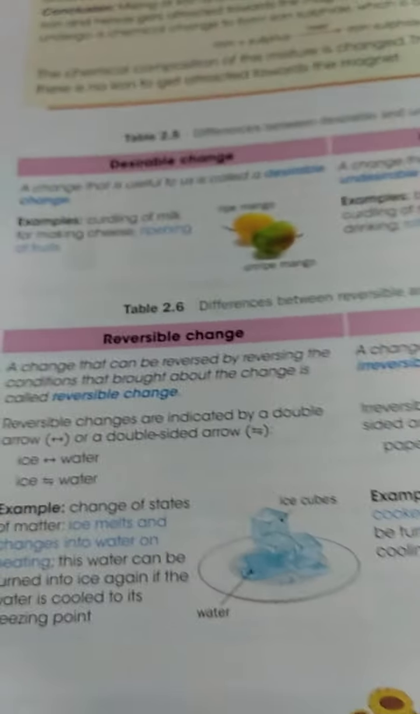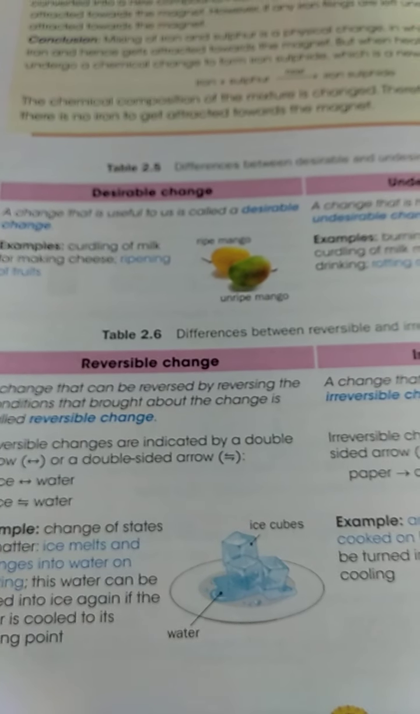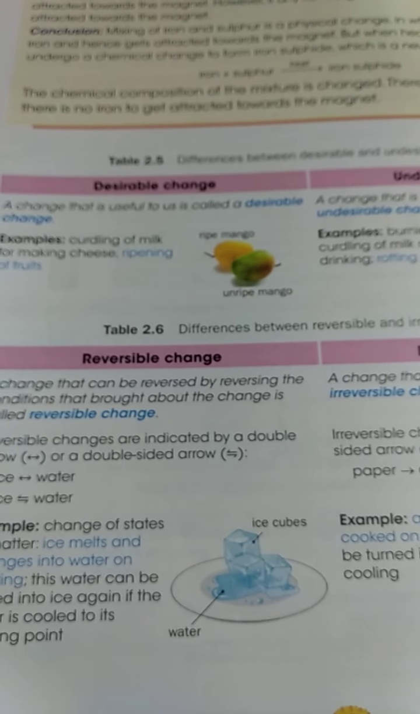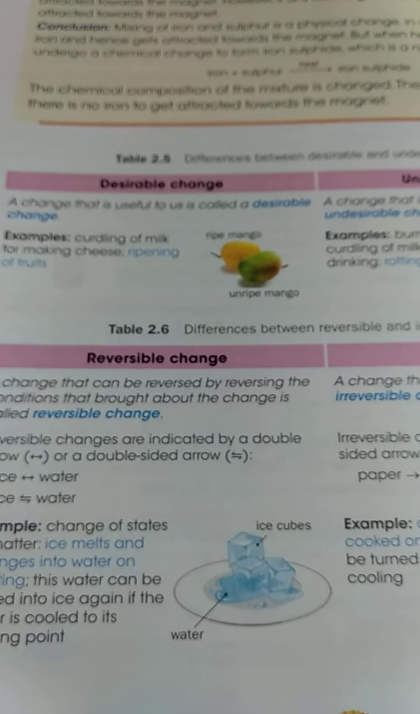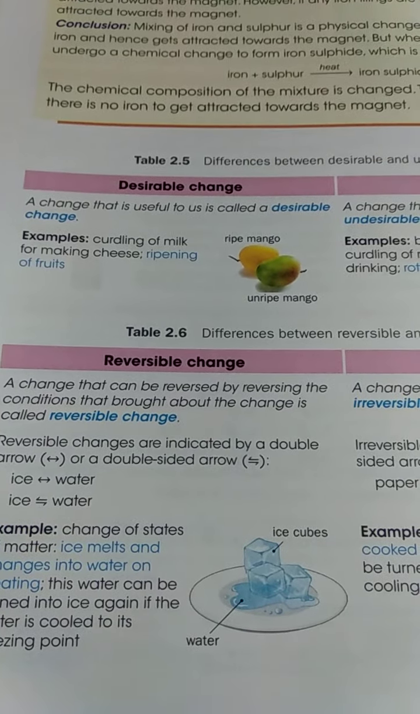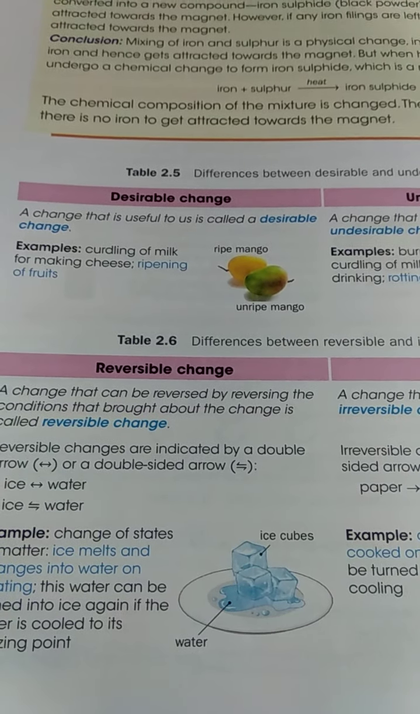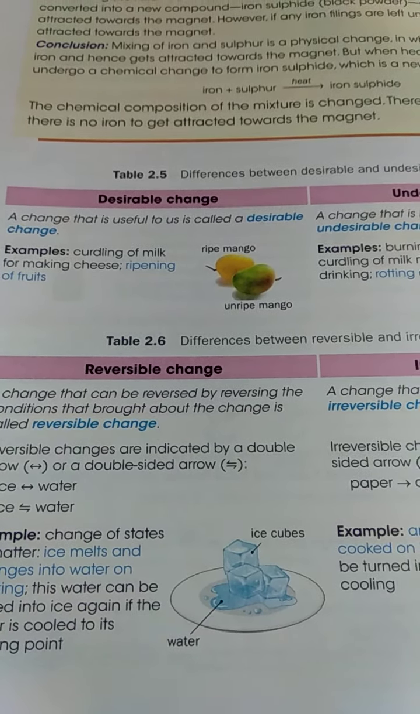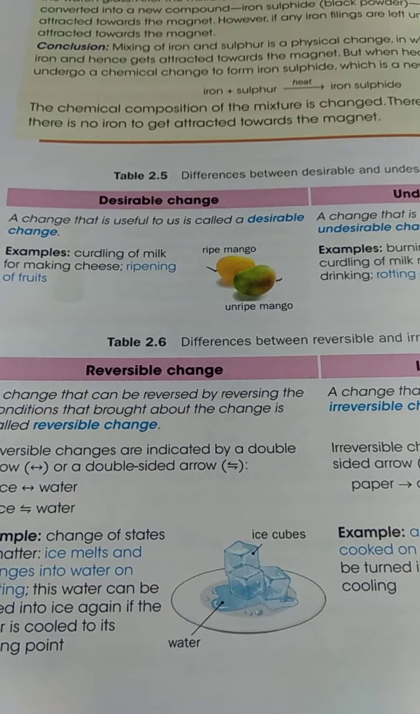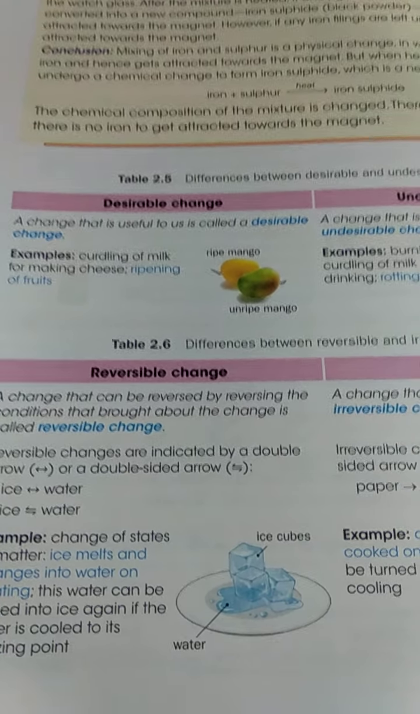Next is reversible and non-reversible change. Reversible. The greatest thing about a reversible change is that we can reverse it by reversing the condition that brought about the change. It's called reversal. For example, a change in which we can change the state of the matter. For example, if I take a glass of water, put it in the freezer and it changes into ice, and I don't want the ice, if I keep it outside in a warm place, then it again changes into water. So this one is a reversible change.